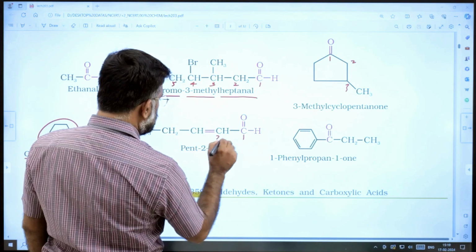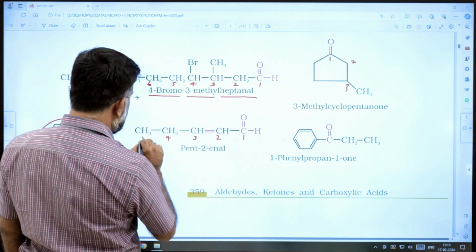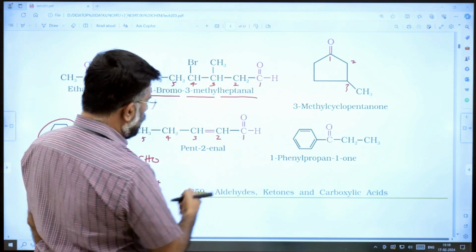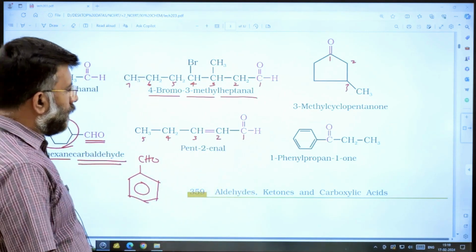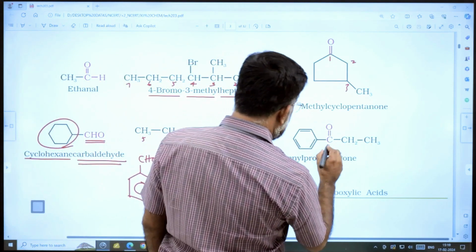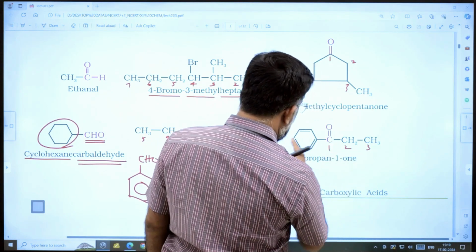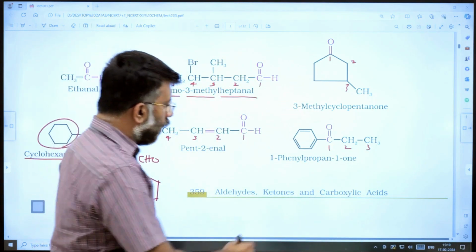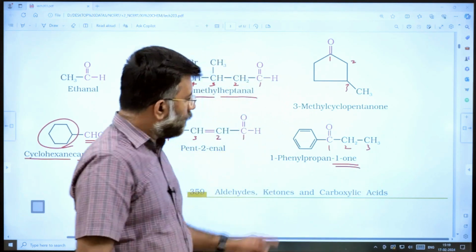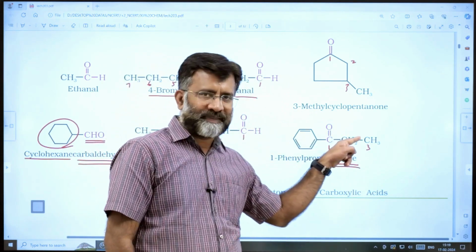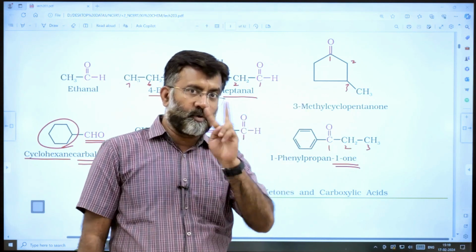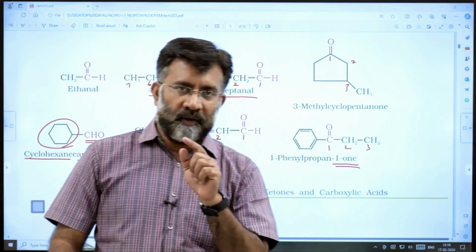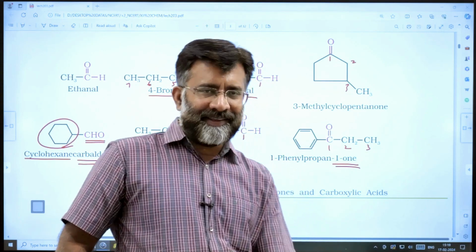Pent-2-enal, 1, 2, 3, 4, 5. Pent-2-enal. What about here? We have already discussed it. 1-phenyl propan-1-one. You need to give the locant 1 because this keto group can be over here also. See that 1-phenyl propan-2-one it can be. So there are 2 compounds. You have to give the name 1-one, 2-one like that. Okay.